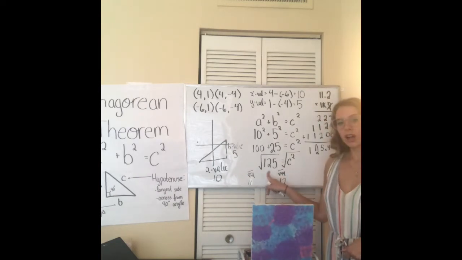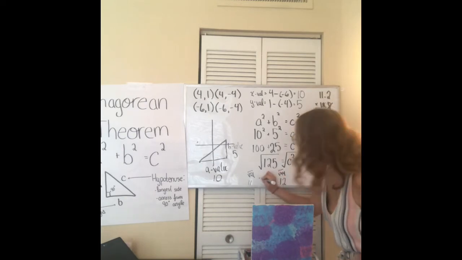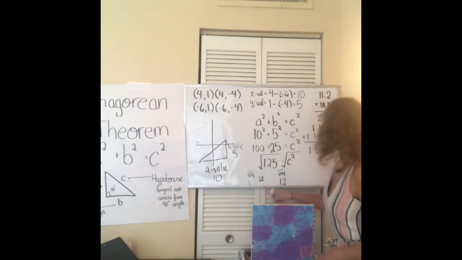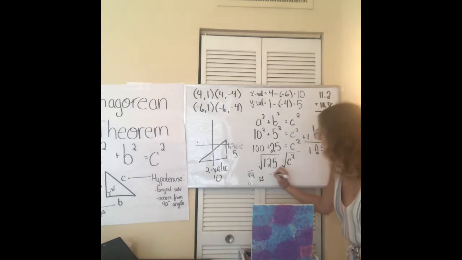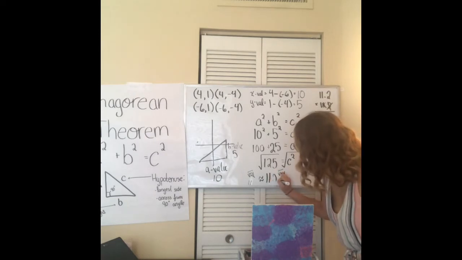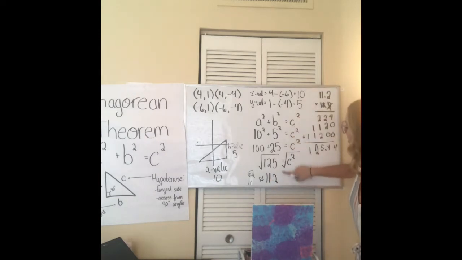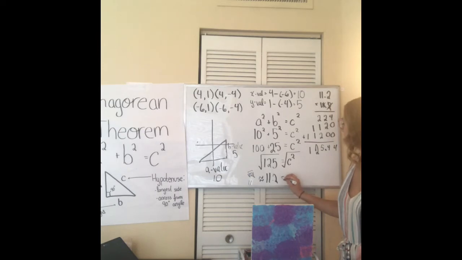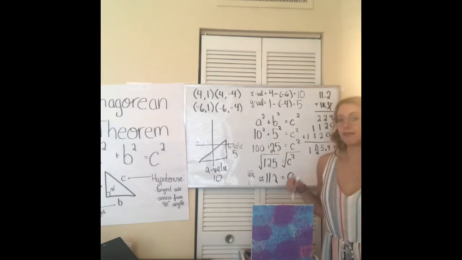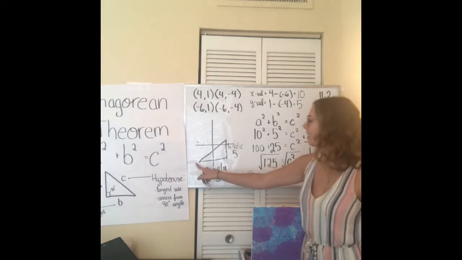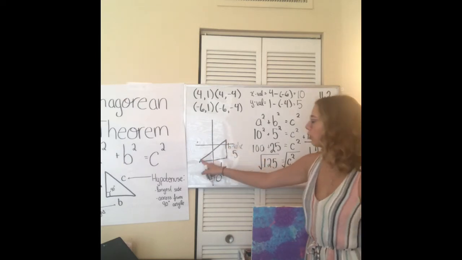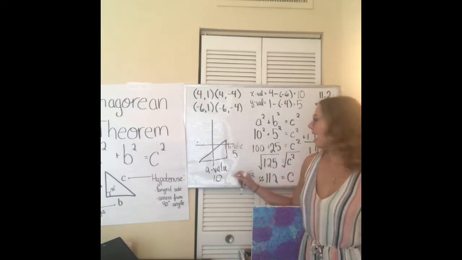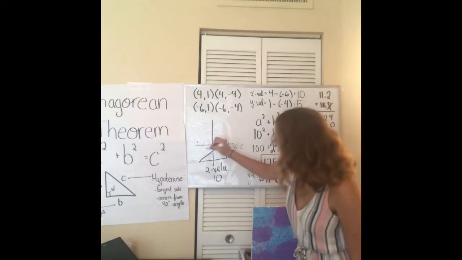So the square root of 125 is approximately 11.2. So that means that 11.2 is my c value, which means that it is 11.2 units away to go diagonally between these 2 points.